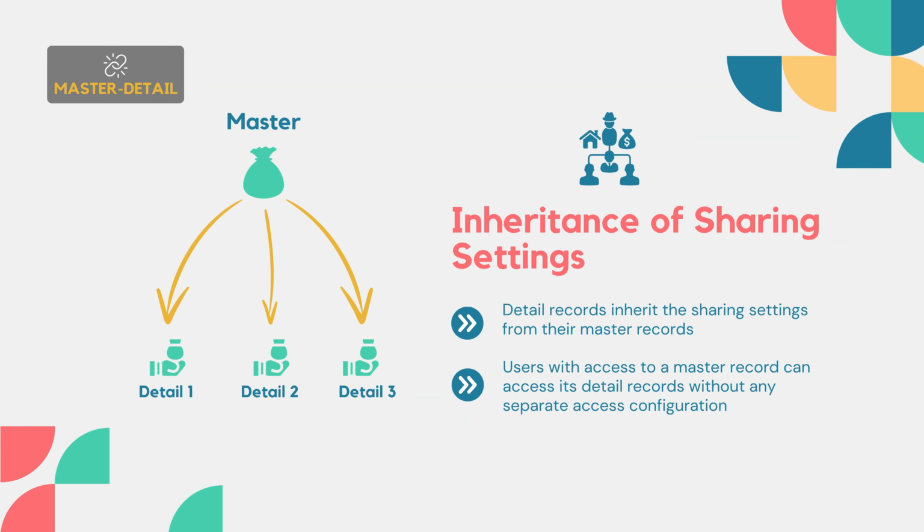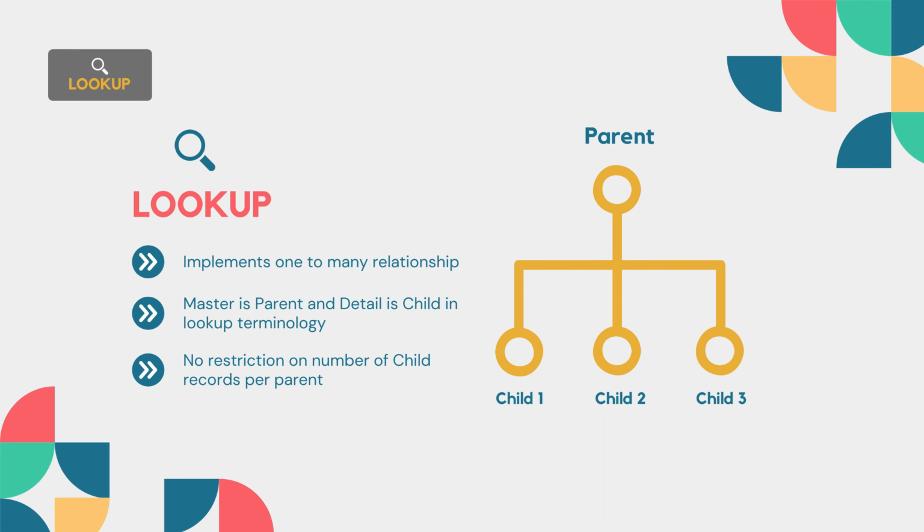Now let's take a look at the lookup relationship field. This relationship allows us to associate records of two objects with each other in a loosely coupled way. Unlike master-detail relationship, the associated objects are not dependent on each other and do not share common properties or behaviors. Here is the summary of lookup relationship.